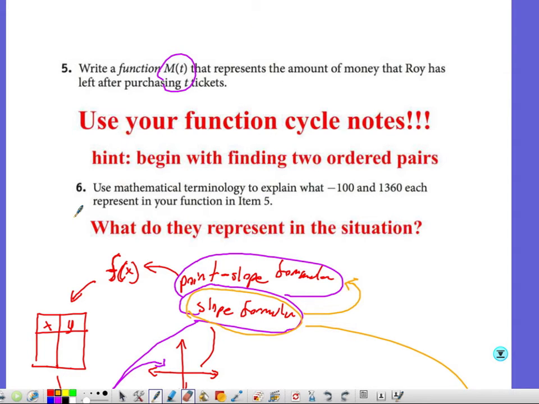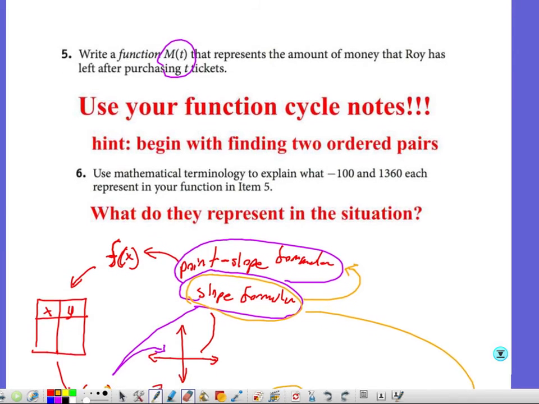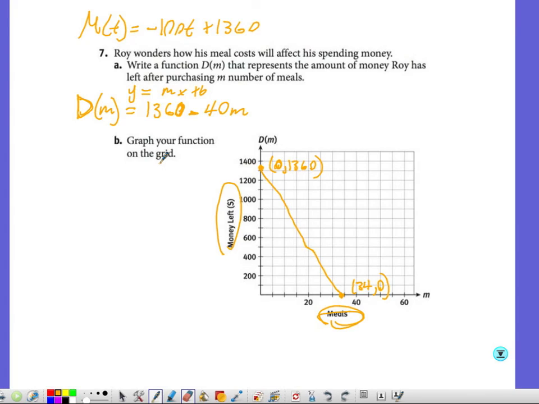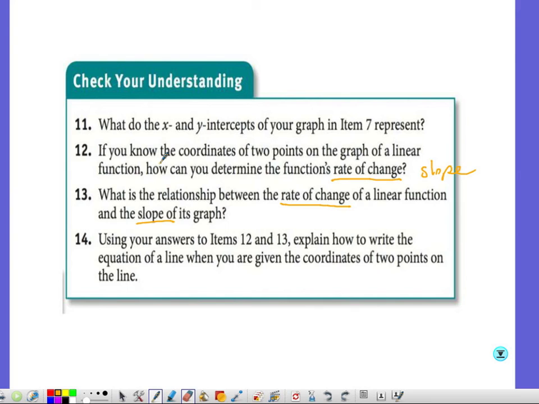I can't stress enough that the function cycle is something we're going to use repeatedly. So you must know all the steps that go into going from an equation, to a function table, to an ordered pair, to a graph, and from the ordered pairs to the slope using the slope formula, then the point slope formula in order to go back to your function. It's just a cycle that keeps going round and round. That goes through the main points of lesson 2-1.